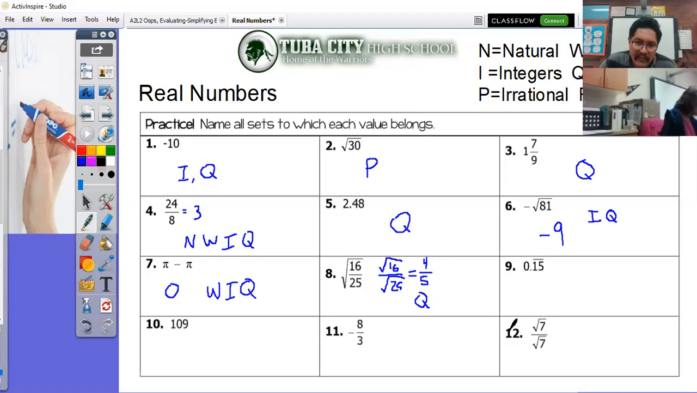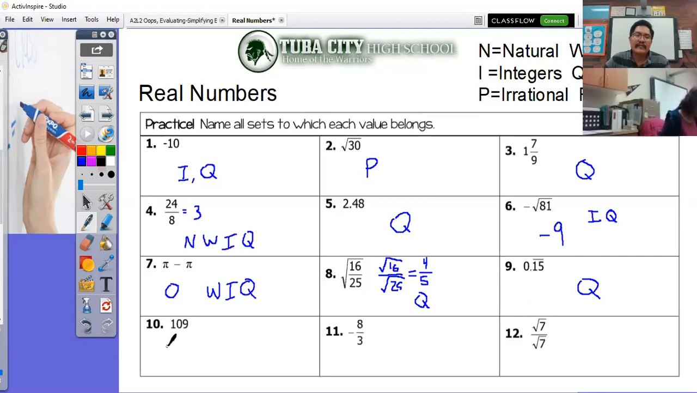All right, number 9, we have a repeating number, 0.15 repeat. Now in this case, if we expand the number, meaning we write all the parts out, 0.151515151515, but it's predictable and it repeats itself. So since it repeats, it's predictable and is therefore rational. And it's also a real number as well.